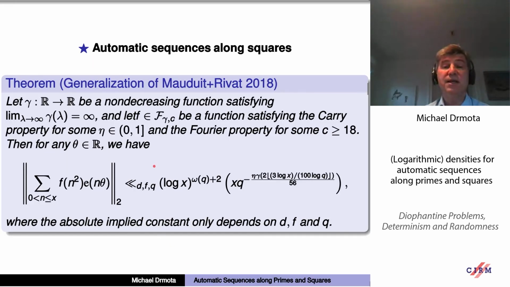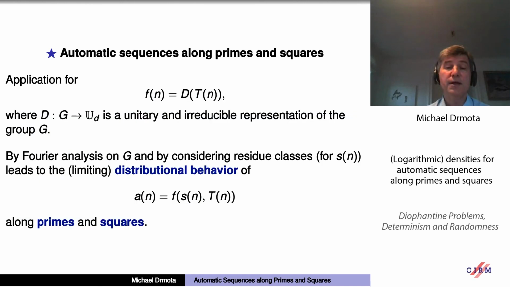And a similar result that we could generalize here for the purpose of squares is again a generalization of Mauduit and Rivat from a few years ago, where if we have the same property of the function f, that it satisfies this carry and the Fourier property, then if we sum over the subsequence of squares, we have some saving. Okay. Now we are almost done.